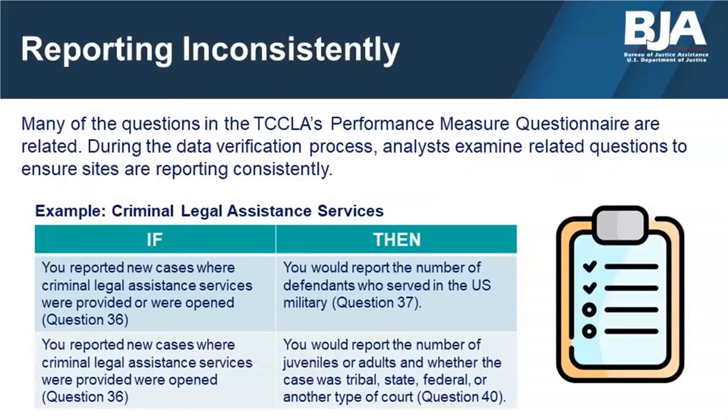For example, if you report that there were new cases for which criminal legal assistance services were provided and they were opened, then you report the number of defendants served in the U.S. military in question 37. Also, if you report that there were new cases where criminal legal assistance services were provided that were opened, then you would report the number of juveniles or adults and whether the case was tribal, state, federal, or other types of courts in question 40.